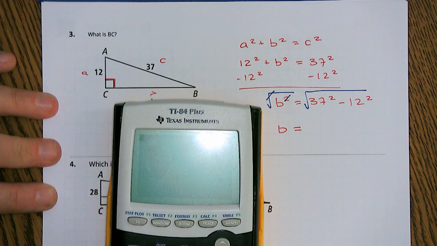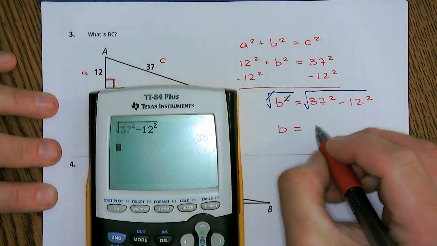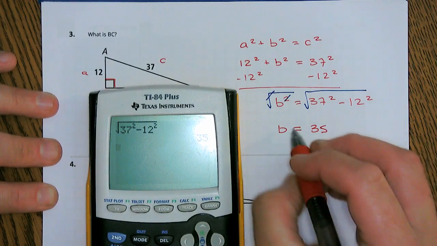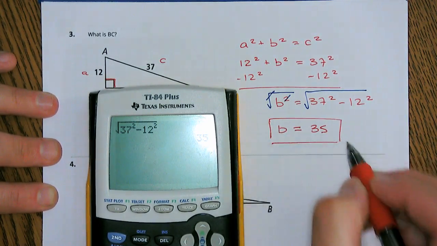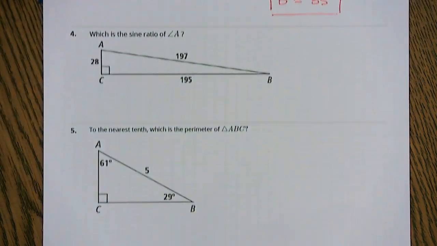So we've got the square root, so second x squared opens up our square root function. We've got 37 squared, minus the 12 squared. In this case, we get 35. So B is equal to 35. Let's take a look at our next one.